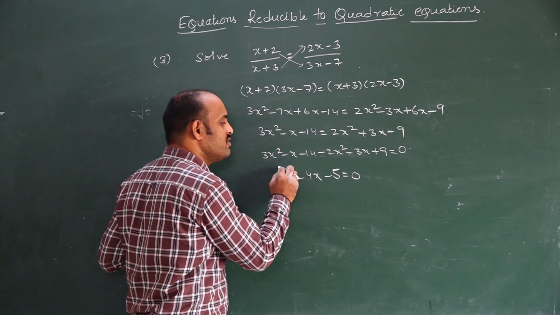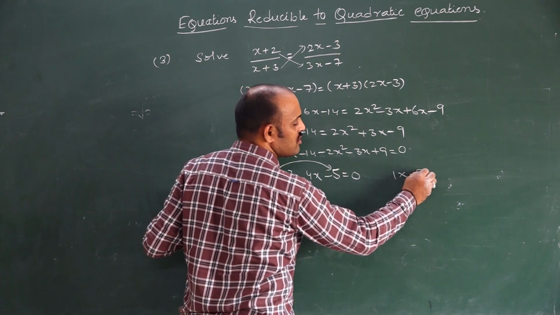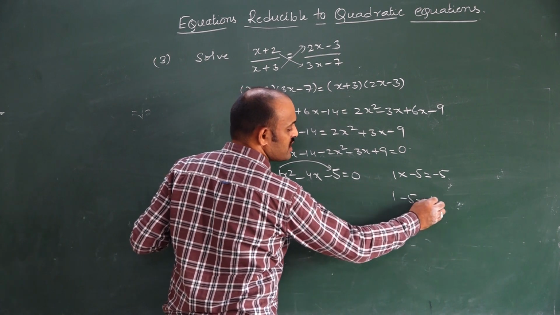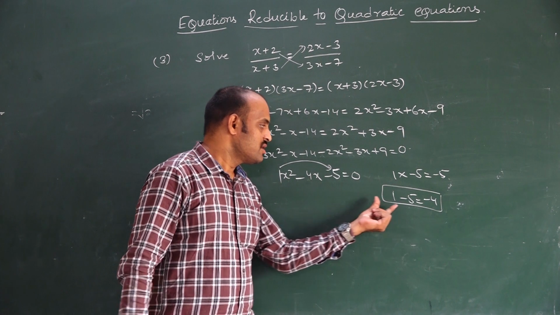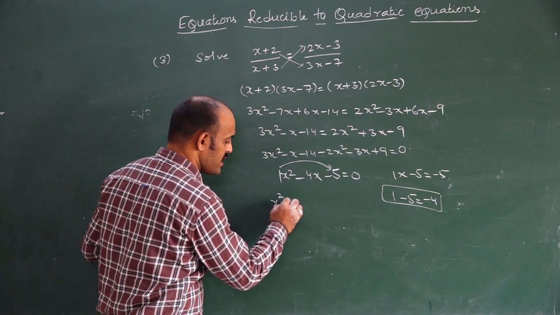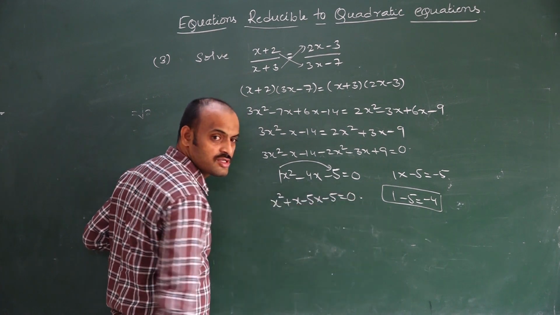Now we have already done factorization. So 1 into minus 5, 1 minus 5 is minus 4. Therefore, minus 4 can be split into 1 minus 5. So I write this as x square plus x minus 5x minus 5 is equal to 0.